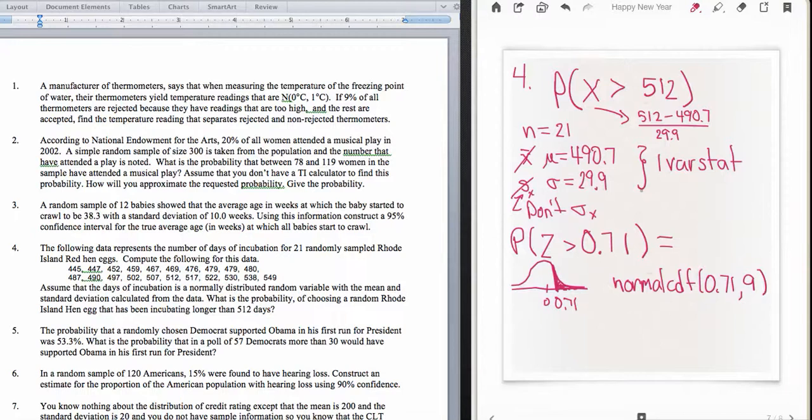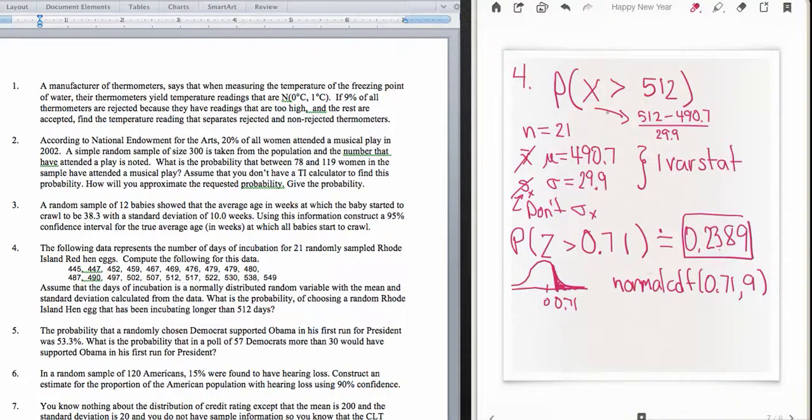So I'm going to do second function variables, normal CDF. I'm going to input my left boundary as 0.71, and then my right boundary is a 9, and I'm going to get out 0.2389 when rounded. 2389 when rounded. And so that will be my probability.